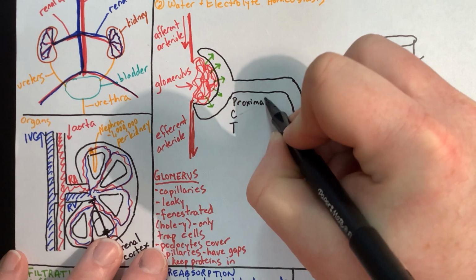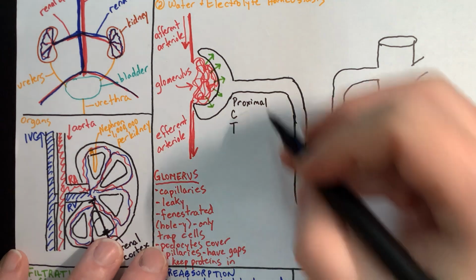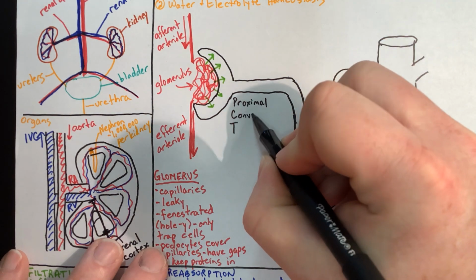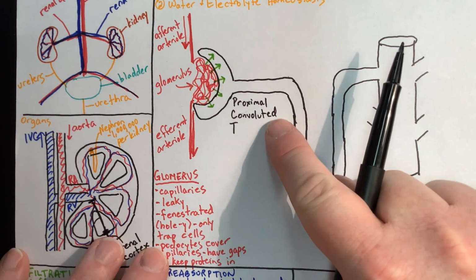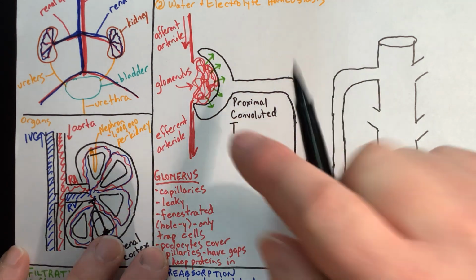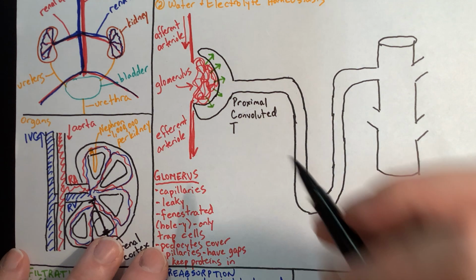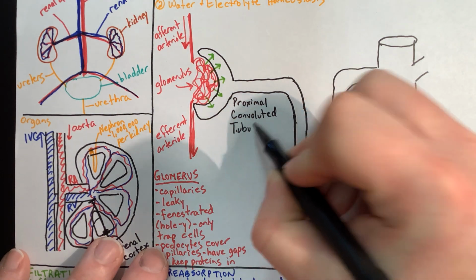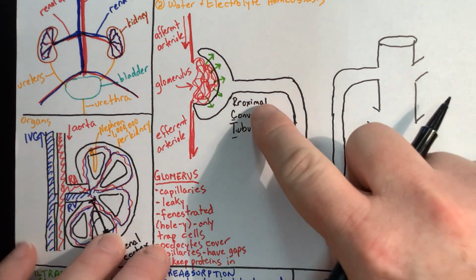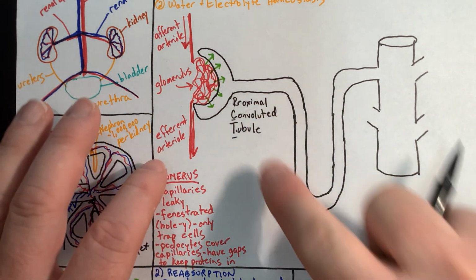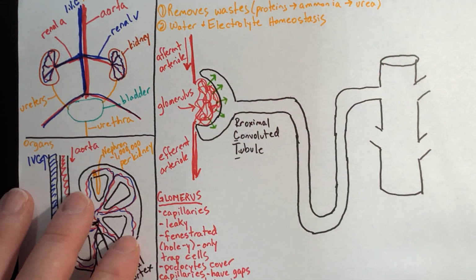Proximal means closest, right? And so we're talking about closest to the glomerulus here. Convoluted means it's all twisty and turny. And just like our small intestines are twisty and turny, that gives things a lot more time to pass through. And tubule, well, because it's a tubule, right? So PCT.